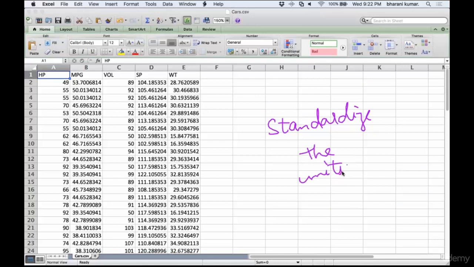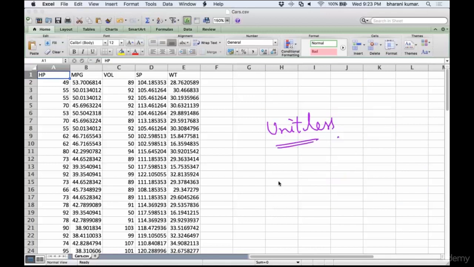What do I mean by standardizing? I mean making the data unitless. And how do you make the data unitless? There is a formula called Z is equal to X minus mu over sigma. This is the formula used to standardize the data. Remember another terminology here. Standardizing the data is also called normalizing.